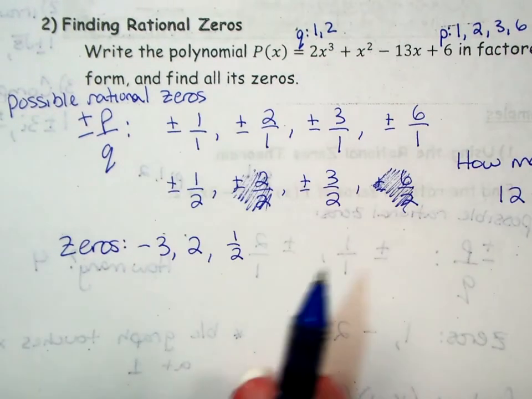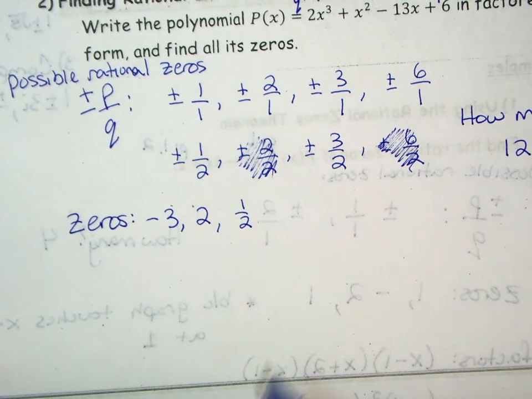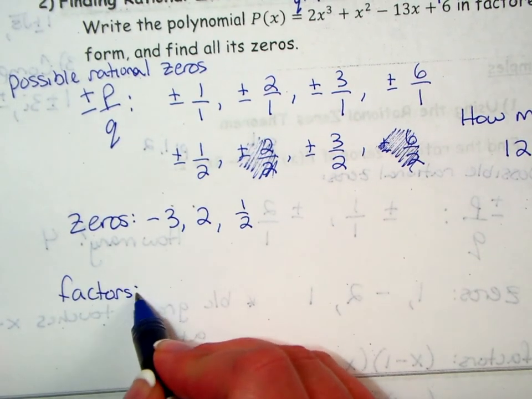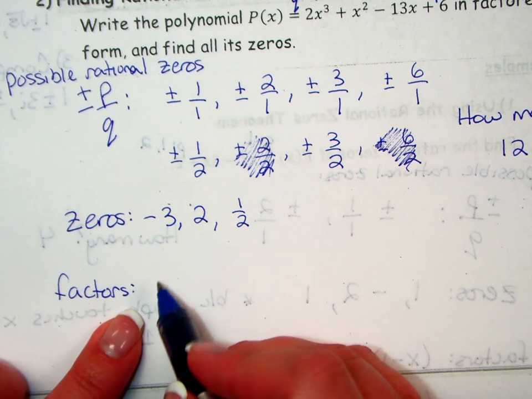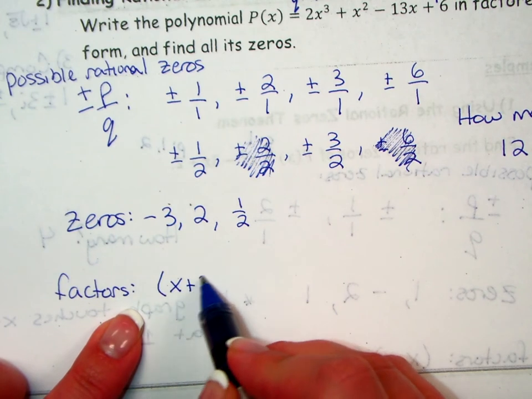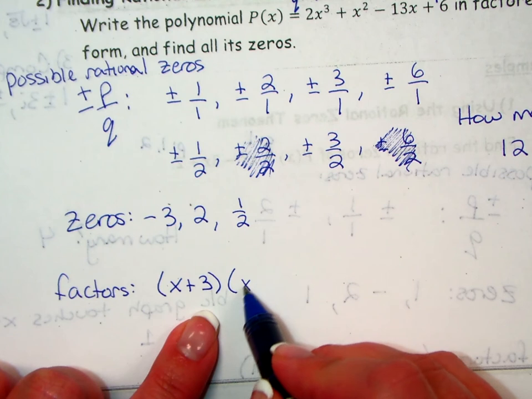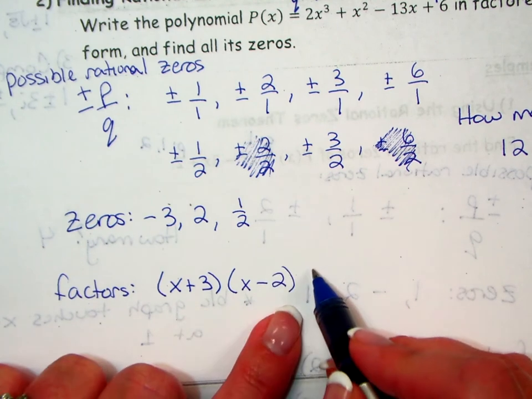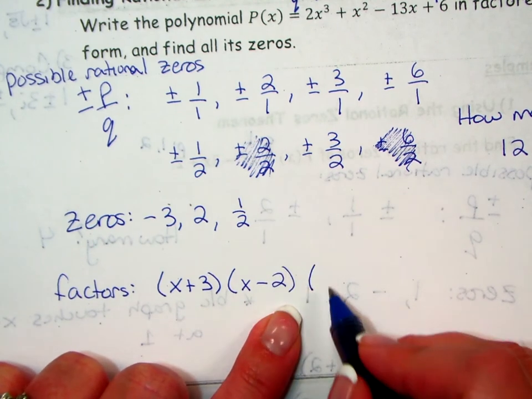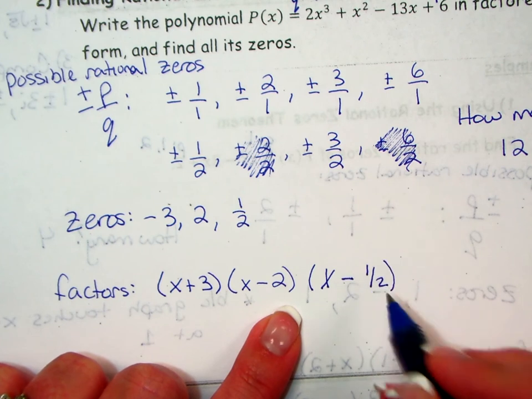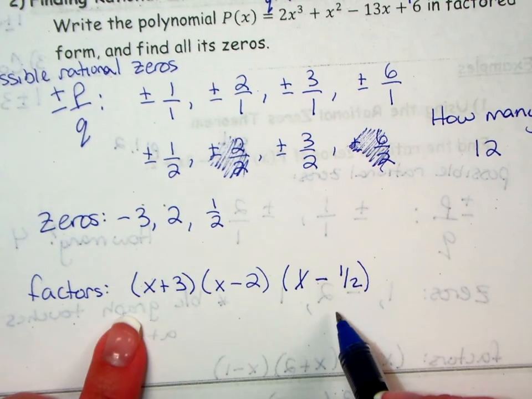All right, so here we go. We're going to write the factors, right? The factored form. So if -3 is a 0, x plus 3 is the factor. If 2 is a 0, x minus 2 is the factor. If 1/2 is a 0, x minus 1/2 is the factor. Now you can't leave it here.